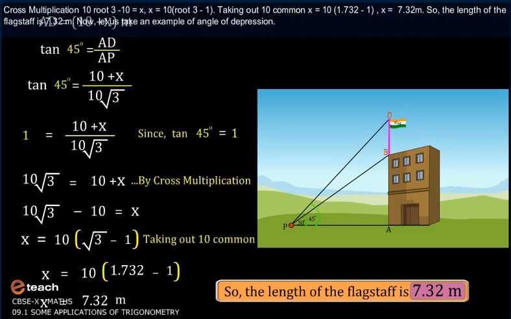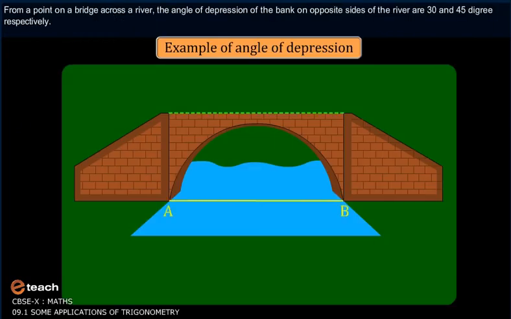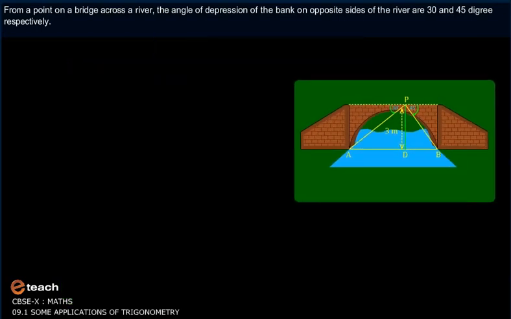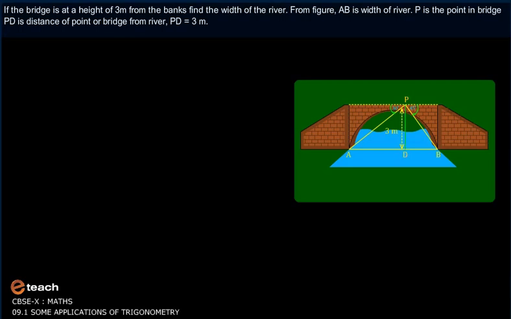let us take an example of angle of depression. From a point on a bridge across a river, the angle of depression of the bank on opposite sides of the river are 30 degree and 45 degree respectively. If the bridge is at a height of 3 meters from the banks, then find the width of the river.